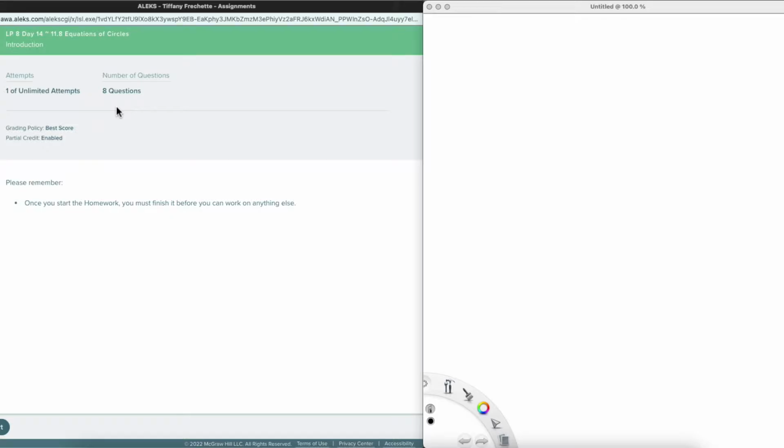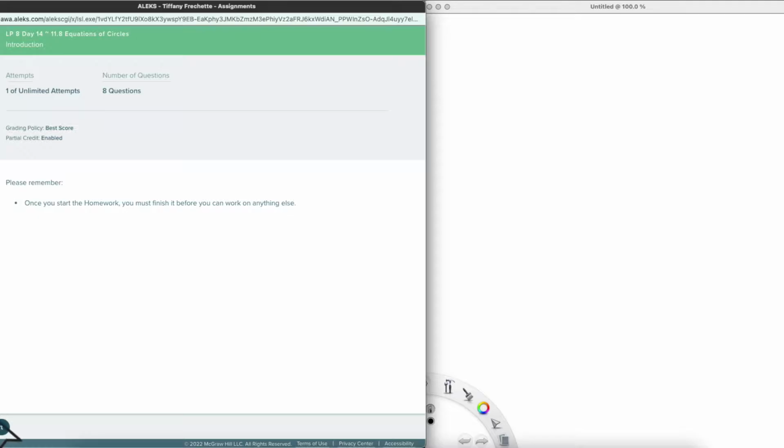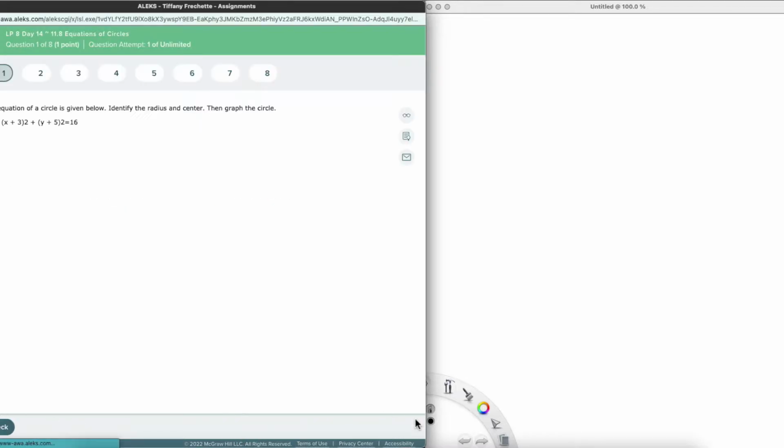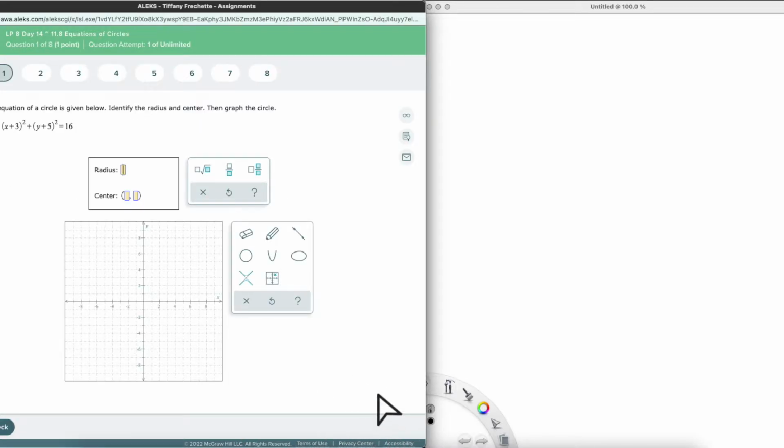So down here it says, please remember once you start your homework, you must finish it before you can work on anything else. That means once you click Start, down here in the bottom right-hand corner, you will see a Submit Assignment button. That's how you finish your assignments, is by clicking that button. And what it means when it says you can't work on anything else is the program is literally going to freeze all of your other assignments and even your resources until you click Submit Assignment. It's trying to leave this attempt open for you because not all programs let you have unlimited attempts. We do. So click that Submit Assignment button as many times as you would like.